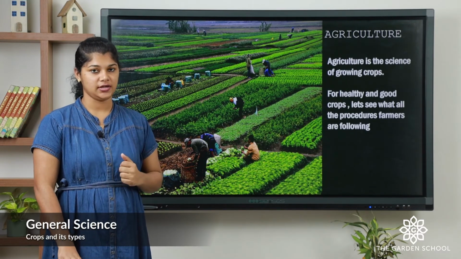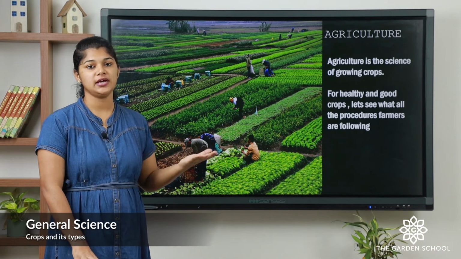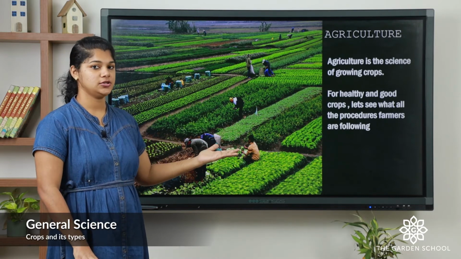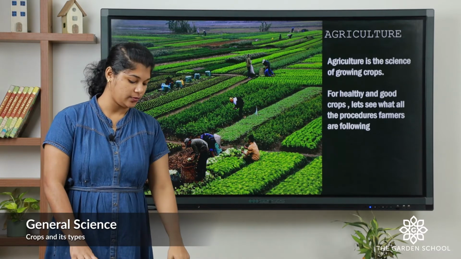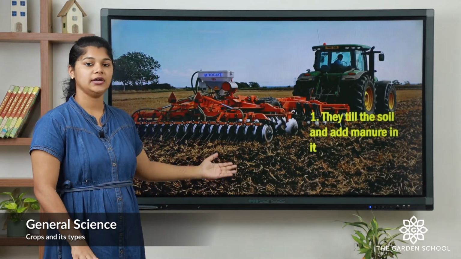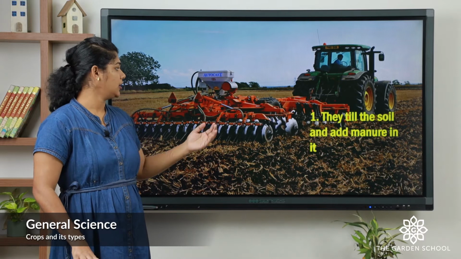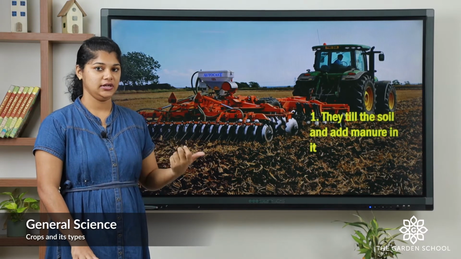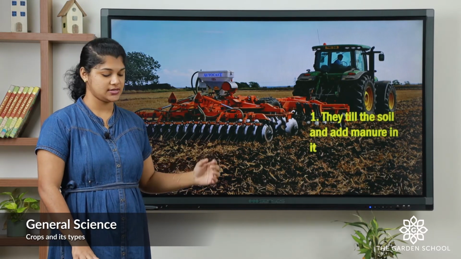Let's see about agriculture. You know what is meant by agriculture? Agriculture is the science of growing the crops. Here, for healthy and good crops, the farmers follow many procedures. Let's see them one by one. Here in this picture you can see the first procedure is to till the soil and add the manure. In the olden days the tilling was done by humans, but in modern days it is replaced by machines.